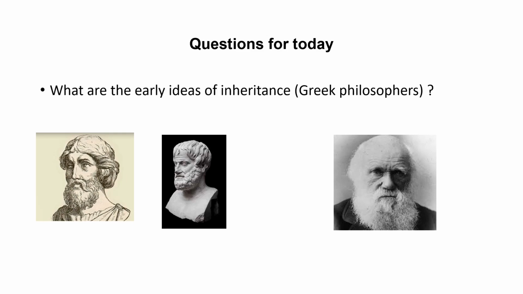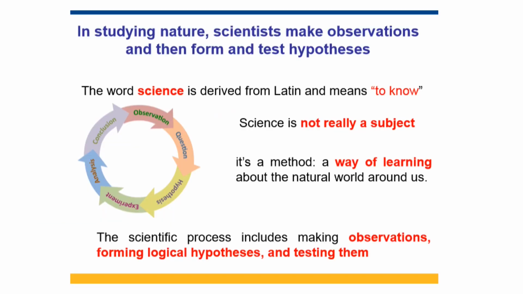So let's start with this one again. The question of today is, what are the early ideas of inheritance? We're going to start as usual with the Greek philosophers, and then we will try to make a connection to how these Greek philosophers influenced important scientists like Darwin. I hope that today you come with some ideas of how the Greek philosophers approached these problems, and also, very important, how they influenced Darwin to develop this idea of genetics in the early stages.